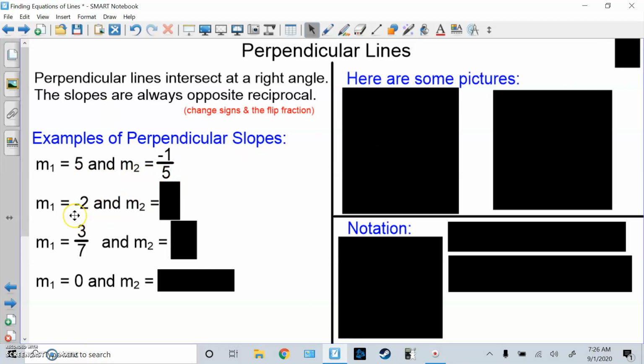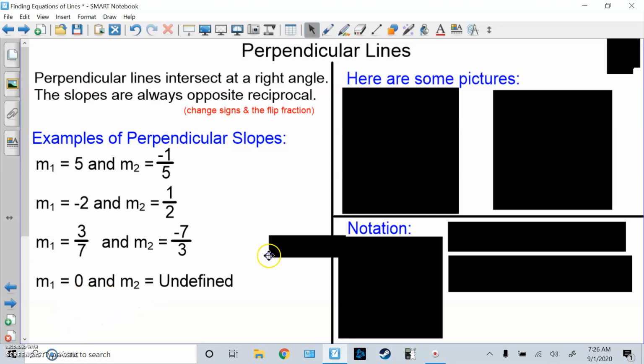All right, the first slope is -2. I have to change it to positive and flip it. So it'll be positive 1 over 2, because 2 is really 2 over 1. If it's 3 over 7, turn it to negative, flip it to 7 over 3. Then 0 over 1 flips to negative 1 over 0, but remember, you can't divide by 0, so it's undefined. A lot of people forget that undefined and 0 are actually perpendicular to each other.